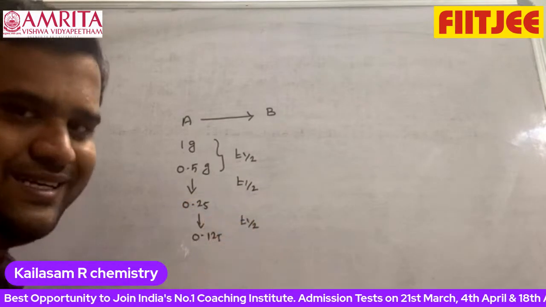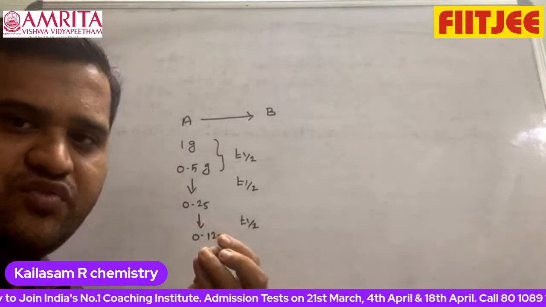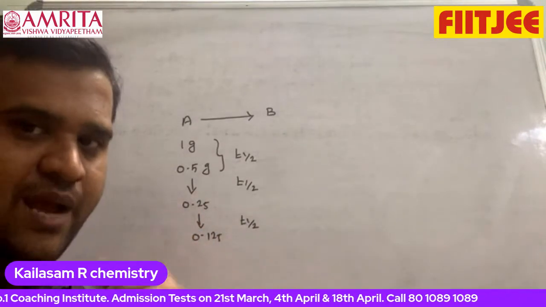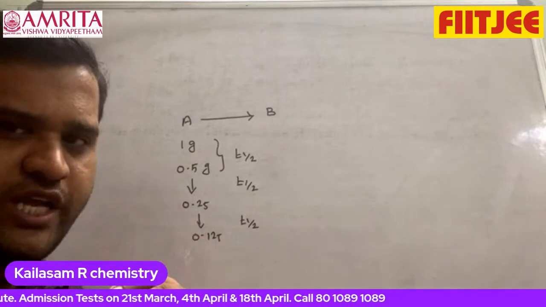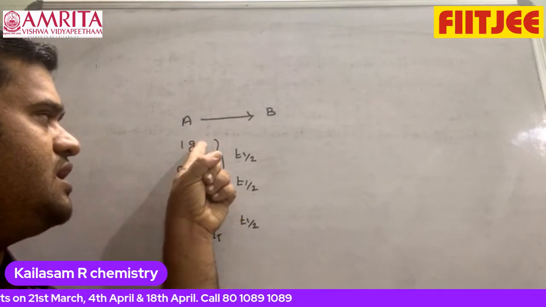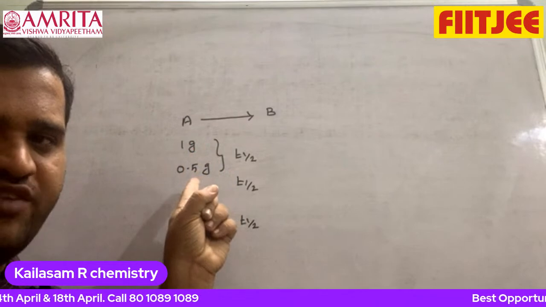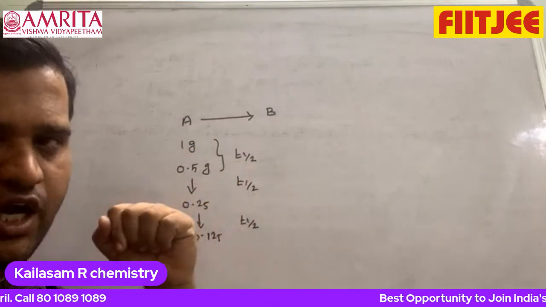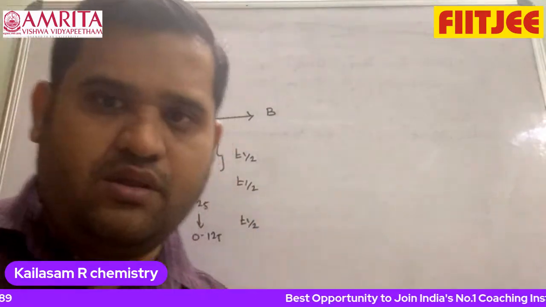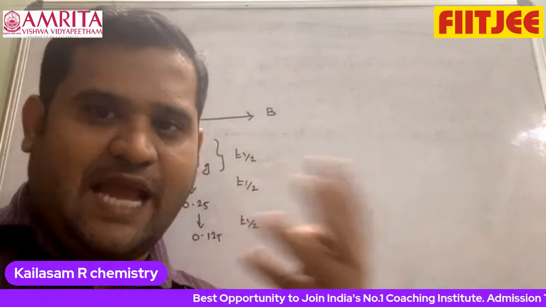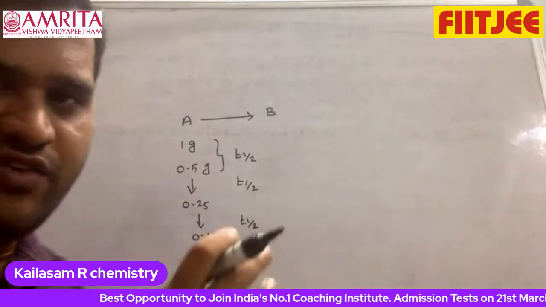So what is that? T half, for first order kinetics, I'm going to explain to you. General information about T half is: when 1 gram of the substance becomes 0.5 gram, the time taken is called T half. That means 50% of the reaction is completed. The time taken for that is T half. Look at the first order kinetics.